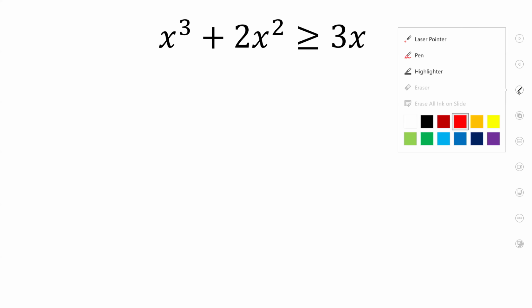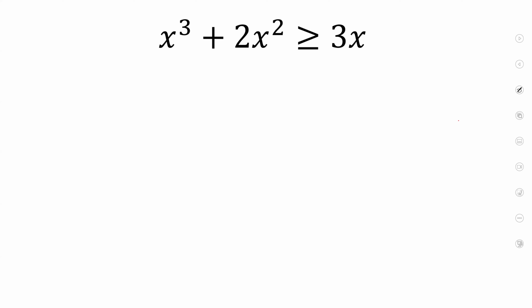So we're going to solve this inequality. In order to do so, I'm going to move this 3x to the other side. And I have x cubed plus 2x squared minus 3x is greater than or equal to 0.